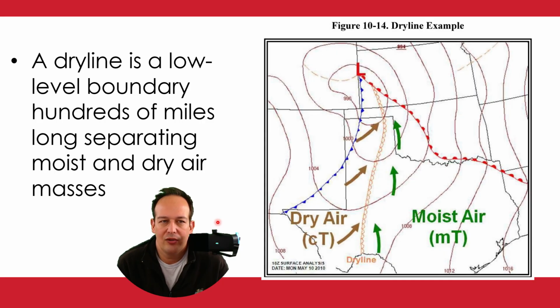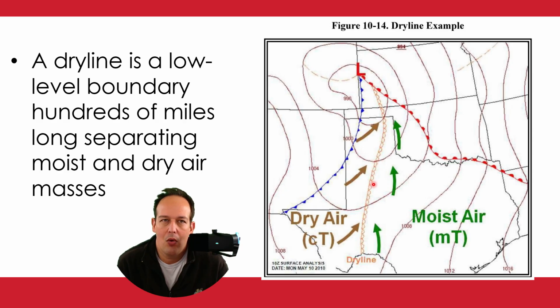So a dry line is a low-level boundary hundreds of miles long separating moist and dry air masses. So here we have a picture of the great state of Texas. And so we have this dry line right here. And you can see that over here in the east, we have this warm front. Here on the west, we have this cold front. But in between, we have this dry line.